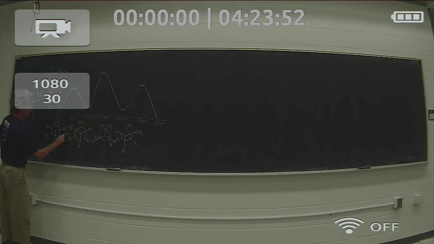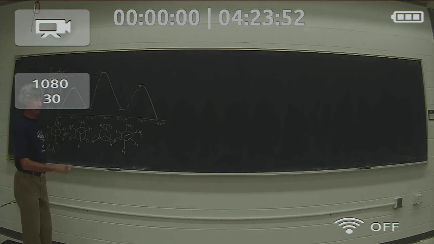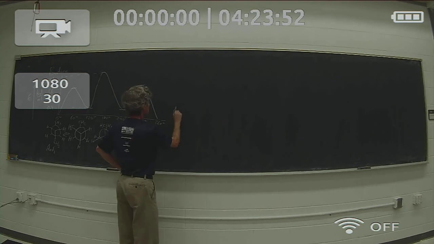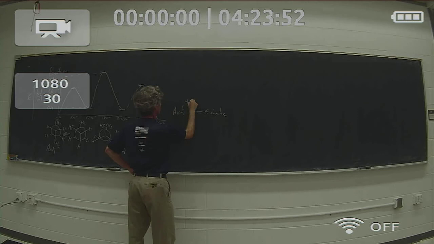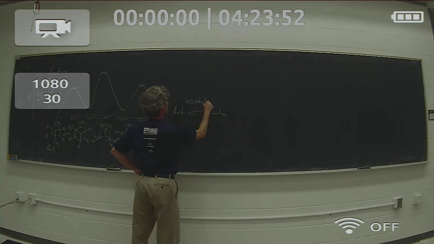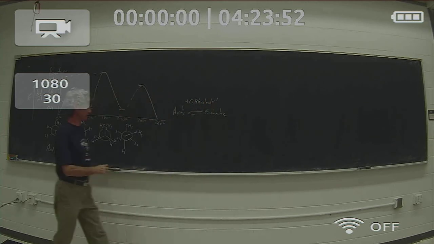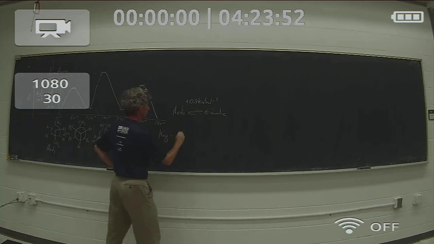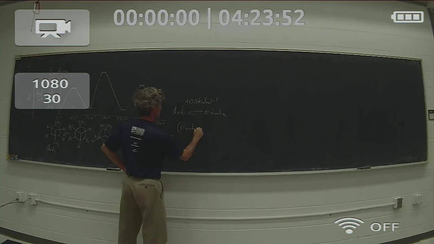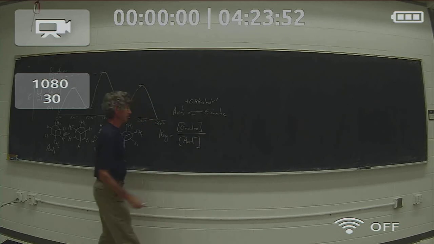So we have this equilibrium where we have our anti conformation in equilibrium with our two different gauche conformations, and we know that the energy gap for going from anti to gauche is equal to plus 0.9 kilocalories per mole. If we write the equilibrium constant expression, Q is equal to the concentration of the gauche conformer at 120 degrees divided by the concentration of the anti conformer at 0 degrees.